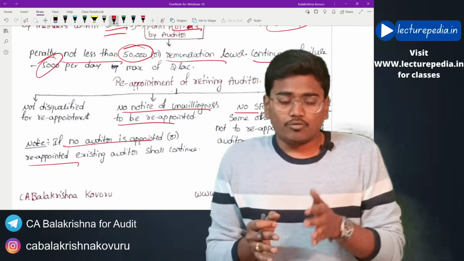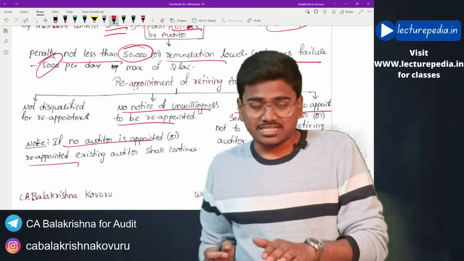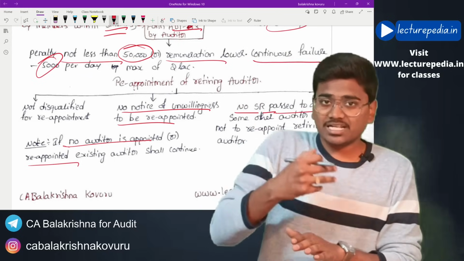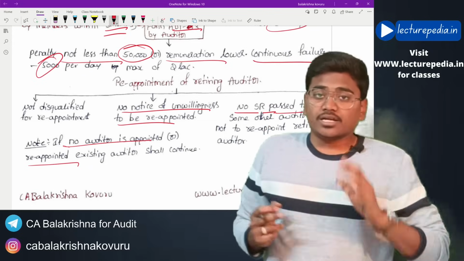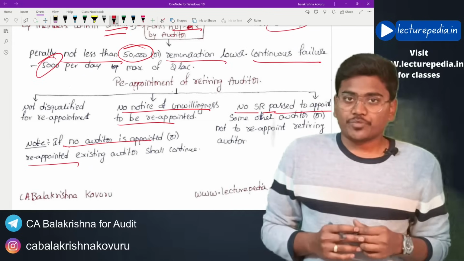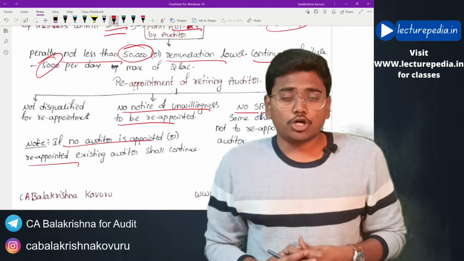Okay, once the existing auditor has retired and the company has not appointed any new auditor, then the retiring auditor will be automatically reappointed to the company. Hope this is clear. You can consider this as automatic reappointment.